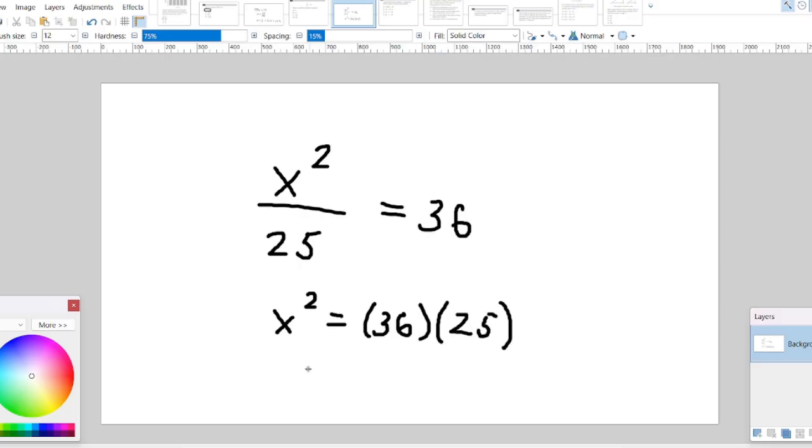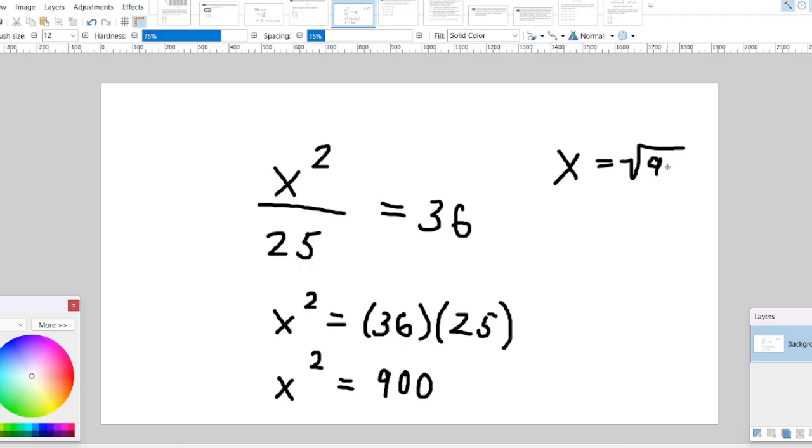It just so happens that 36 times 25 is equal to 900, and you will have a calculator available for the test, so don't worry about calculating 36 times 25 by hand. And then let's take the square root of both sides. So the square root means what number multiplied by itself is equal to 900. So we get x is equal to, oh my goodness, I can't write today. x is equal to the square root of 900.